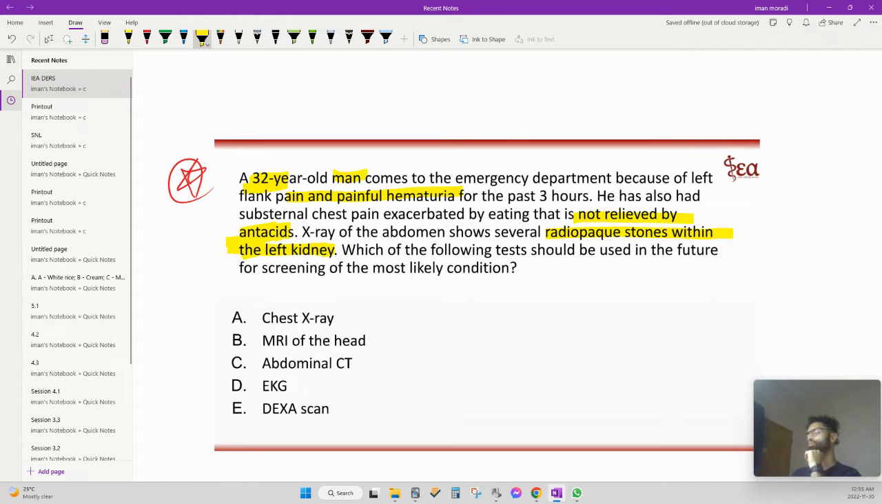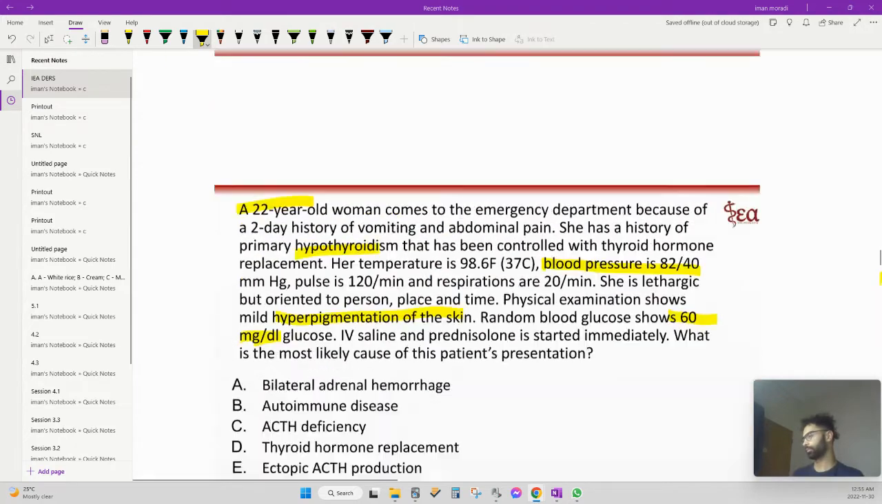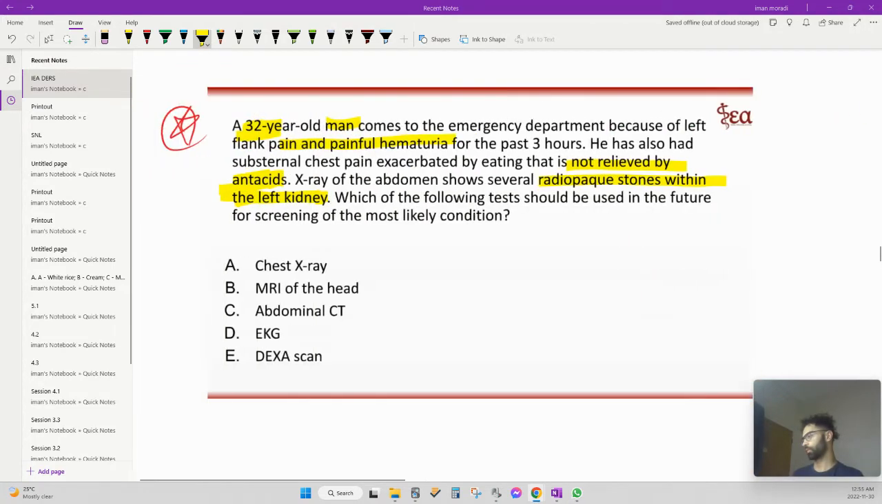Hmm. I'm going to pause this. Think about it for a second. Okay, I can't pause it. I'm going to look at the answer. B, MRI of the head. I don't know what's going on here. Maybe they're going for a... Yeah, I don't know what's going on.